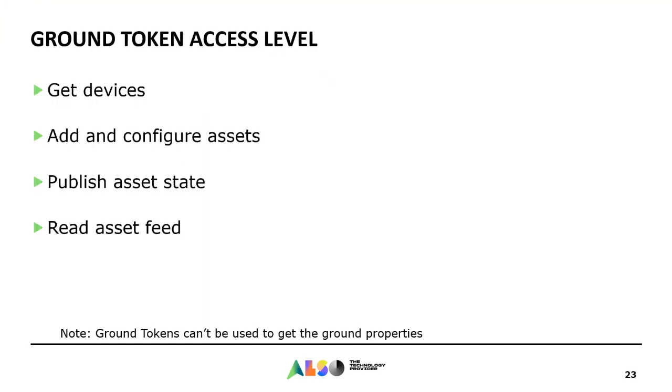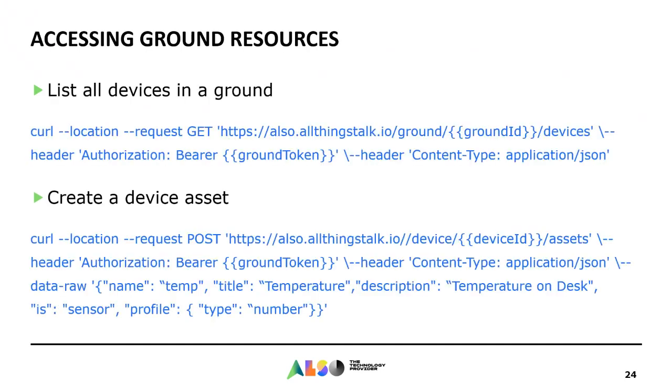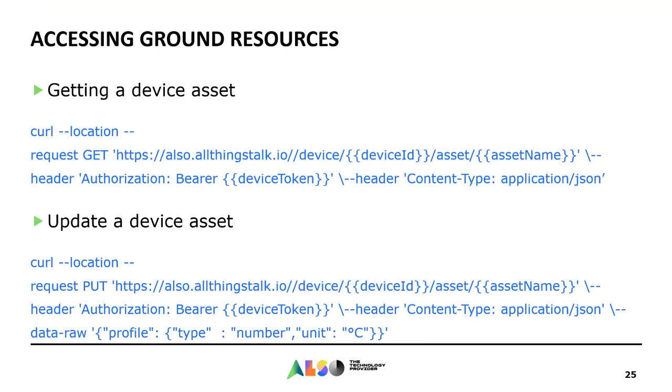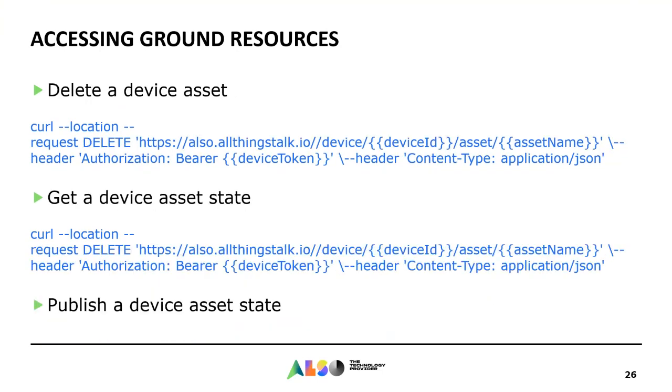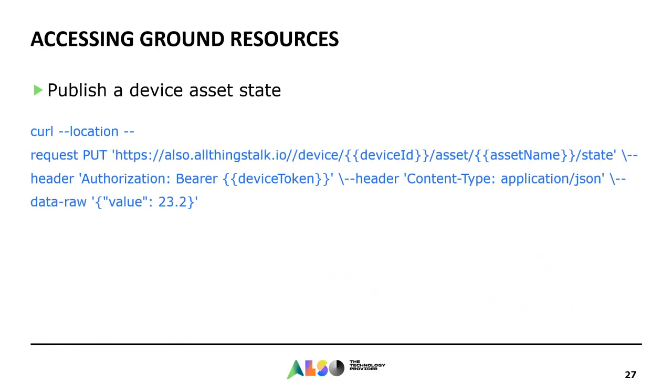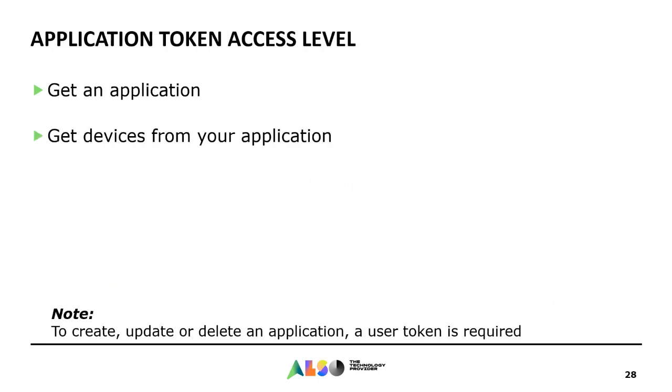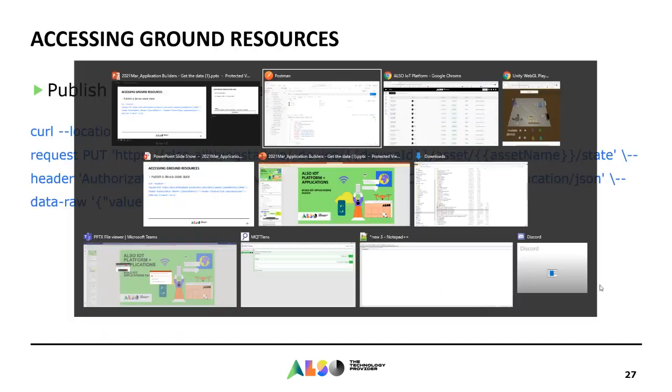That's what I said, the access levels of a ground token. Those are the API calls for all the devices and how to create a device asset, how to get a device asset and update the device asset. It's all there and you will receive it after the training. Oh yeah, I covered that one too.